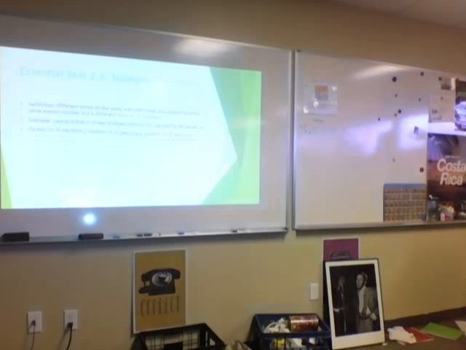For isotopes, the definition of isotope is different forms of the same element. The most common isotope is carbon-12, which has 6 neutrons. Carbon-13 and 14 have 7 neutrons and 8 neutrons.